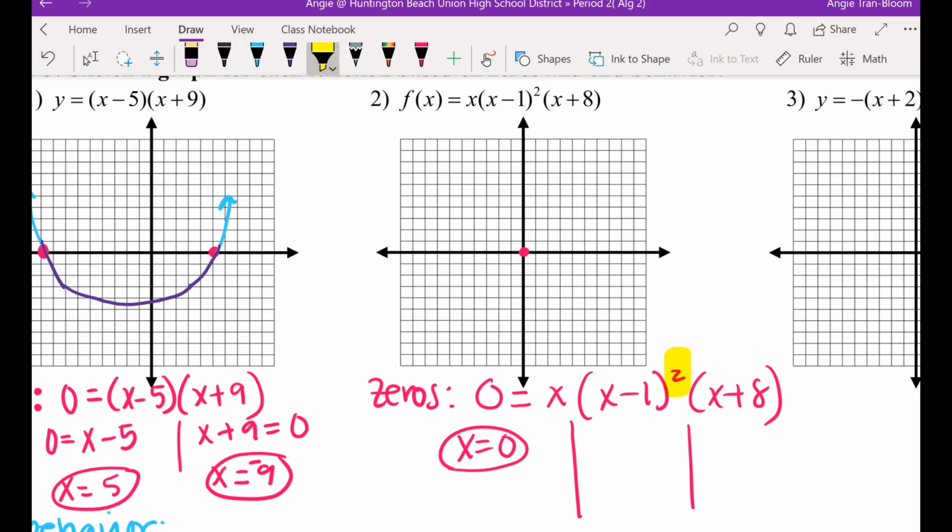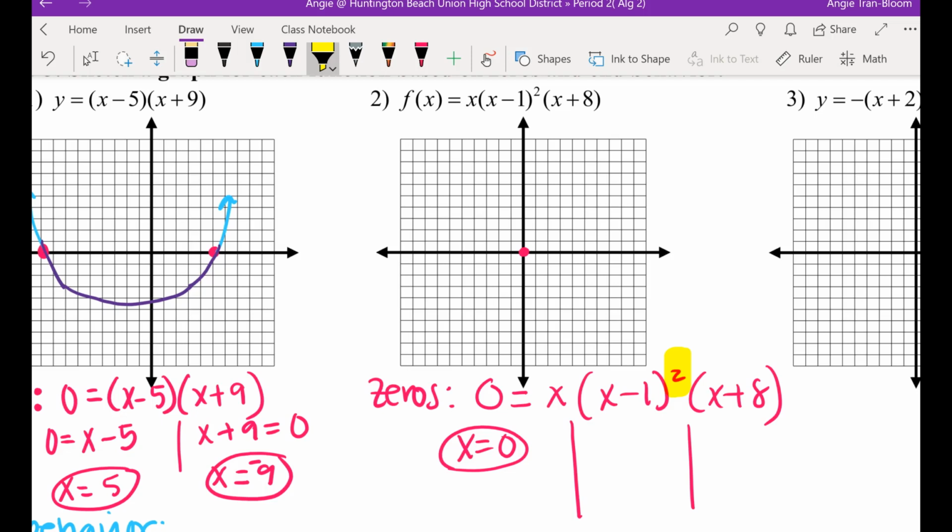X minus 1 to the power of 2. What kind of multiplicity is that? Even or odd multiplicity? Even. So at this location, is your curve going to cross the x-intercept or just touch? It's going to just touch. That means it's going to bounce off.